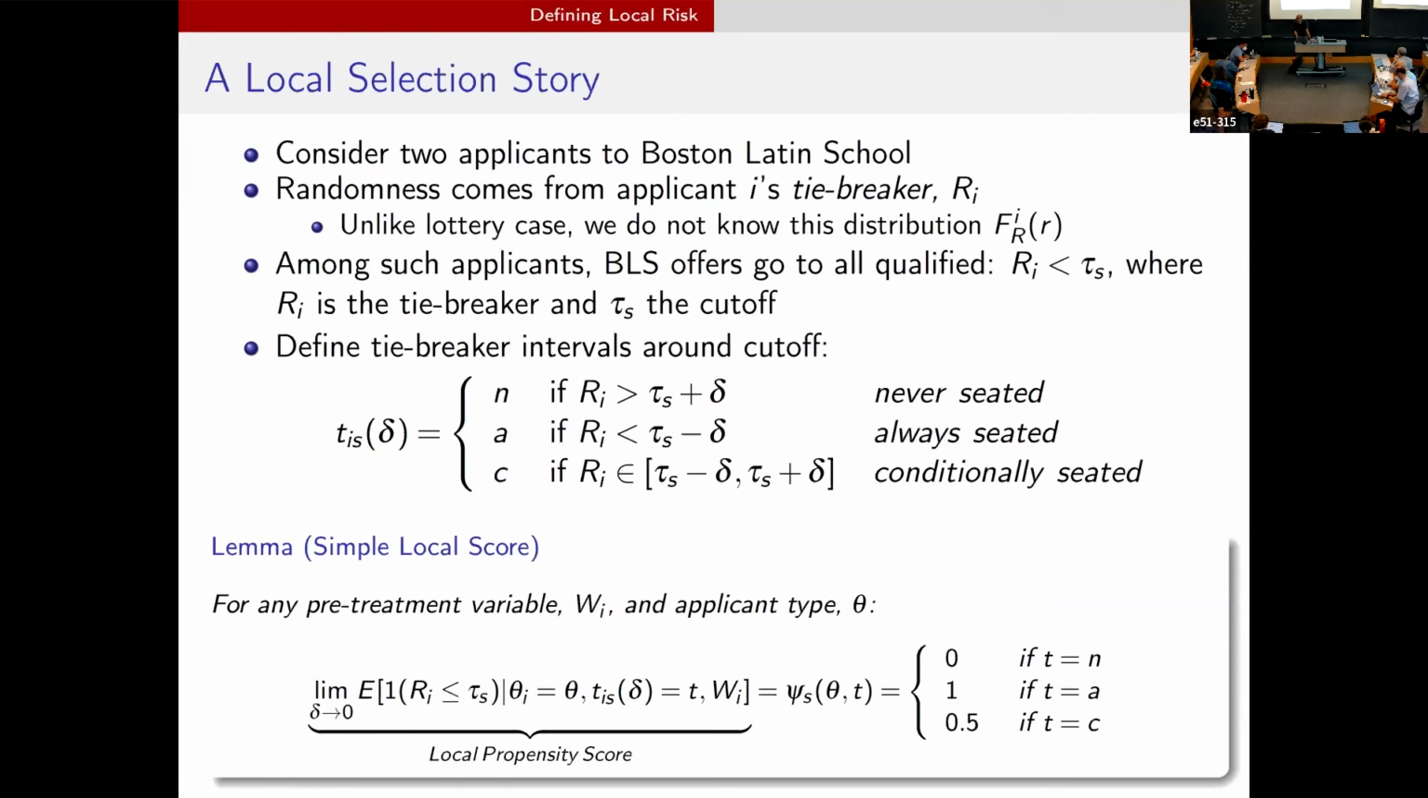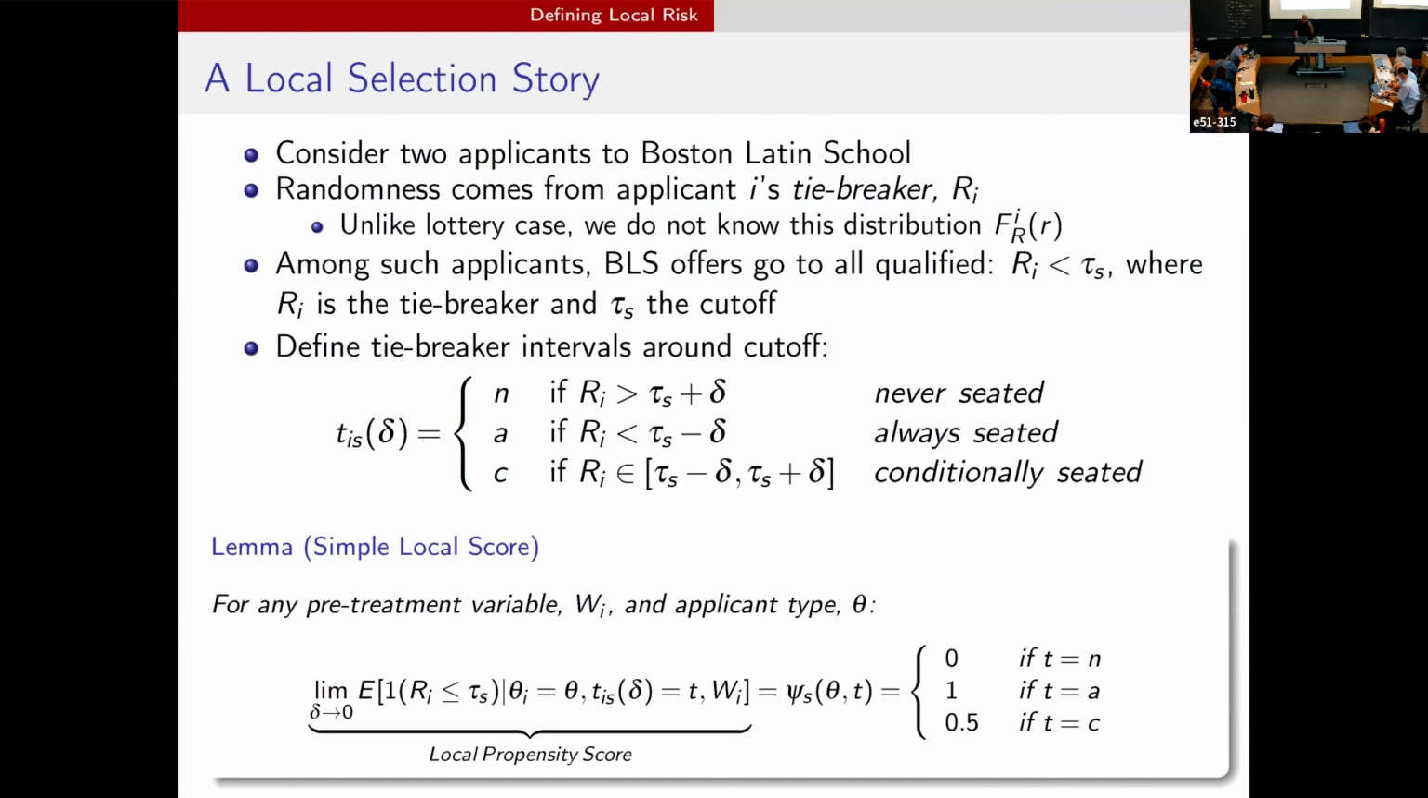that's either going to be 0, 1, or a half. It's 0 if I'm never seeded: if I shrink the bandwidth and I'm away from the cutoff, I'm not going to get an offer. It's 1 if I'm always seeded, if I'm scoring so high on the test. And it'll be exactly a half if we think about the limit as delta goes to 0. This is just a consequence of our assumption that F is a smooth distribution. So this is going to be basically what we call the local propensity score.